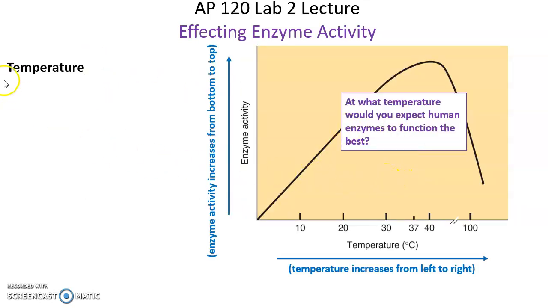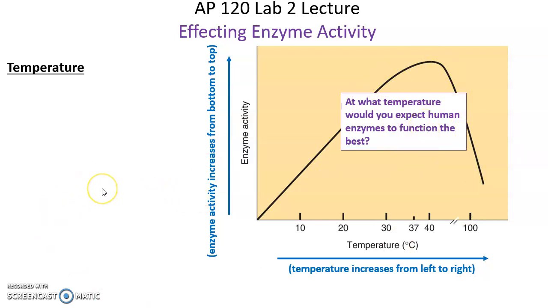Here is temperature. We'll start with the temperature. We have this lovely graph here. As you can see, on one side, it's showing enzyme activity. The further toward the top, the faster the enzyme is working, the faster the reaction rate. And the x-axis is showing the temperature, increasing as we go from left to right. So here is the graph of the activity.